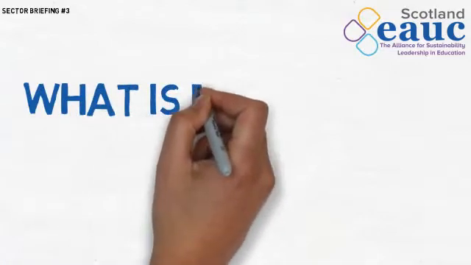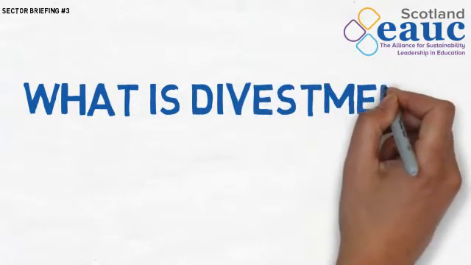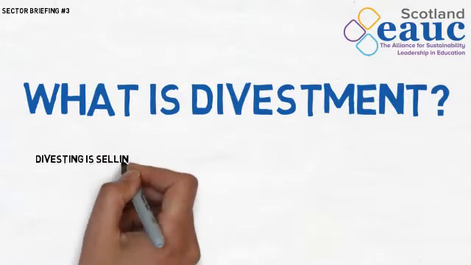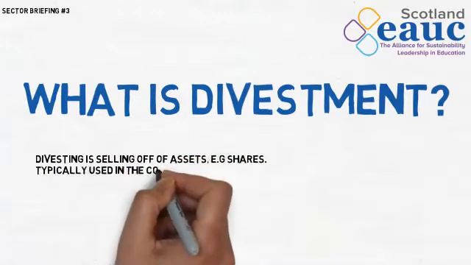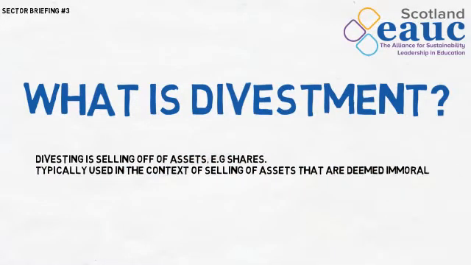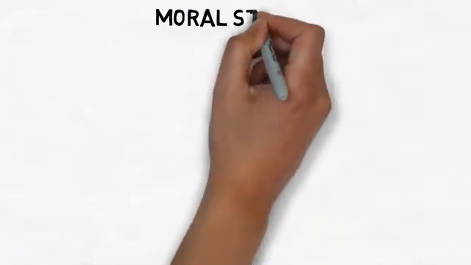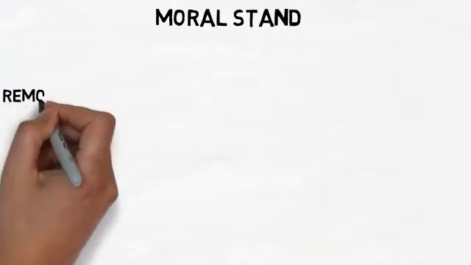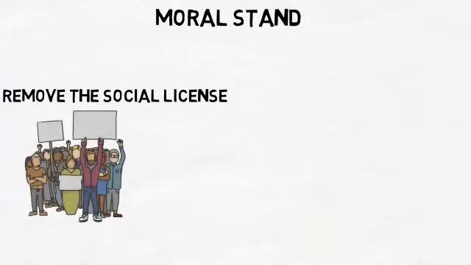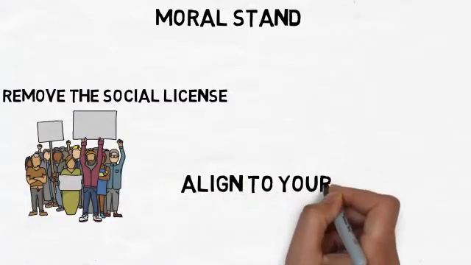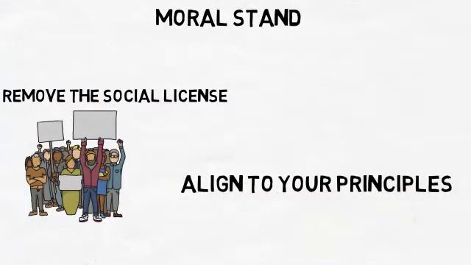Our topic for this briefing is what is divestment. Divesting is the selling off of assets, for example shares, typically used in the context of selling assets that are deemed immoral, such as fossil fuels or weapons. Divestment is about taking a moral stand and removing the social license that companies have to operate. It's also about aligning your investments to your own principles.